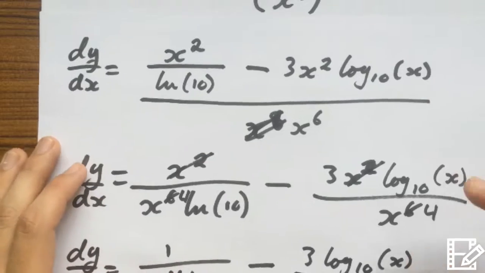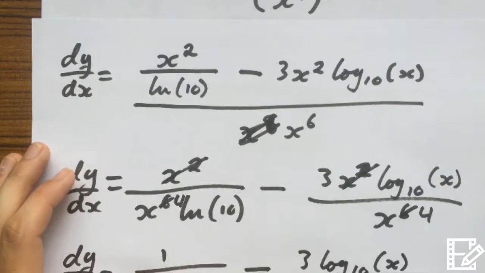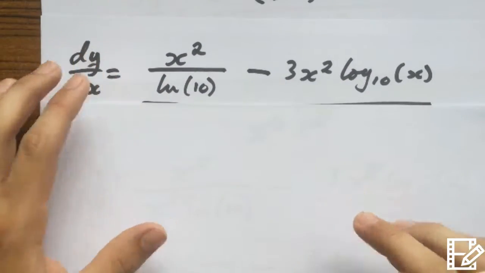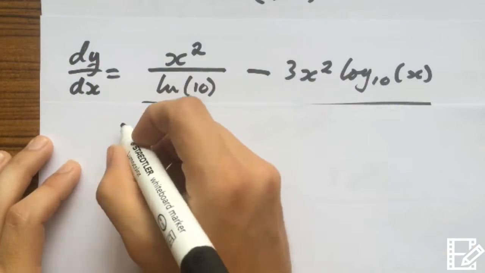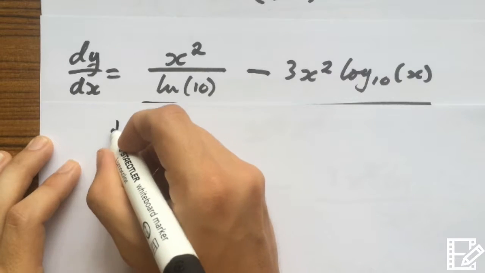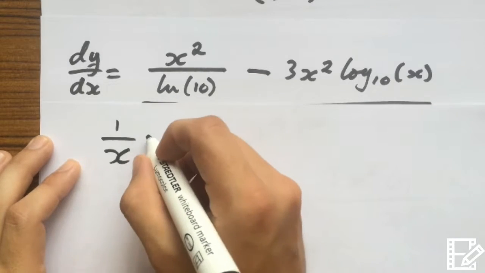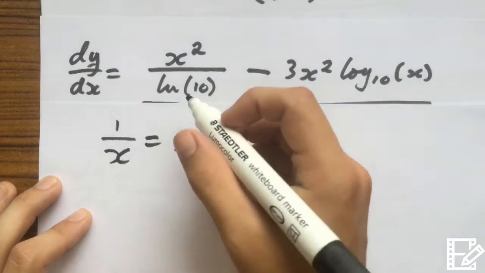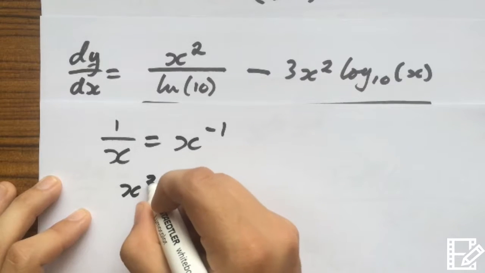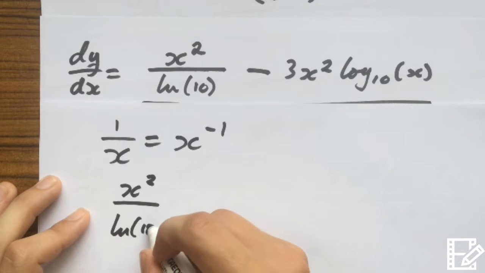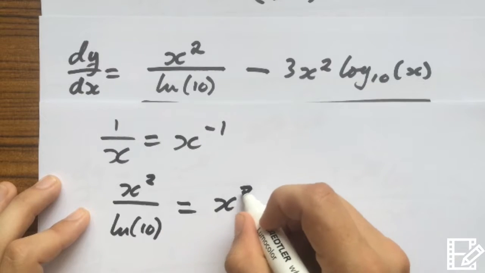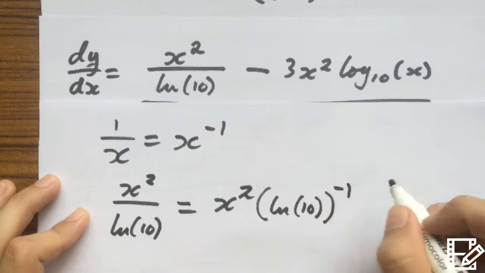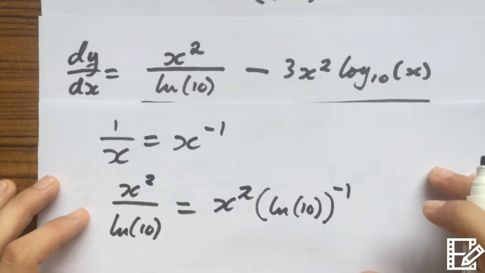The reason I did what I did here, if you don't know, is when you have a fraction, say 1 over x, that equals x to the power of -1. Therefore, if you have x squared ln 10, essentially you can have x squared and then bring the ln 10 up, and just have it to the power of -1. So that's what I've done.